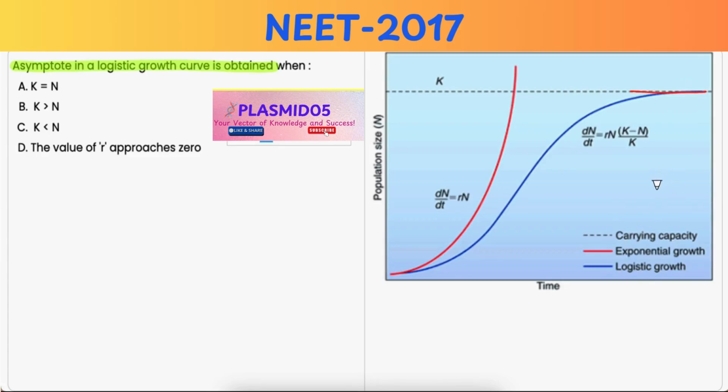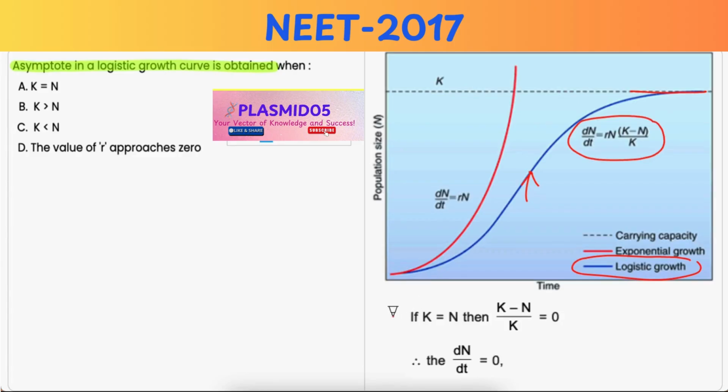Now, a population growing in a habitat with limited resources shows a logistic growth curve. And for logistic growth curve, dN/dt is equal to rN(K minus N)/K. Now, if K equals N, then (K minus N)/K would be 0. Then dN/dt obviously would be 0, and the population then reaches asymptote.